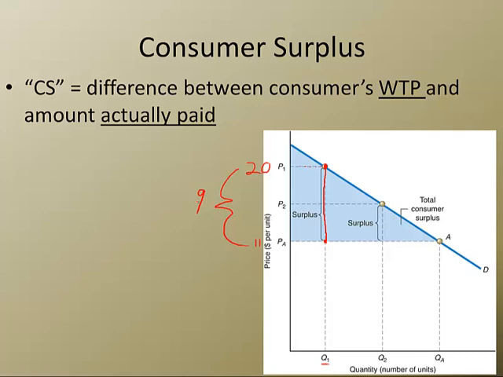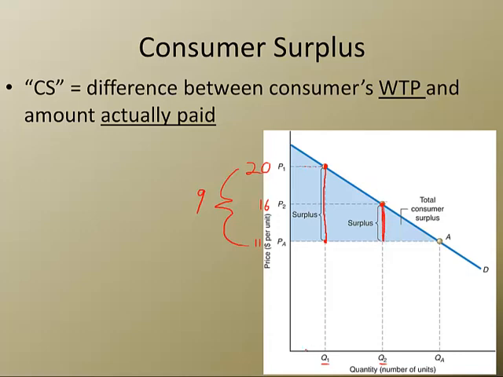Now let's do this again. Let's come over here. Look at this quantity 2 right here. At this quantity, someone is willing to pay P2. We can see that because this is the height of the demand curve right there. Okay, so let's just say that P2 is 16. If that's the case, then this person gets a $5 surplus, which is the difference in height right here.